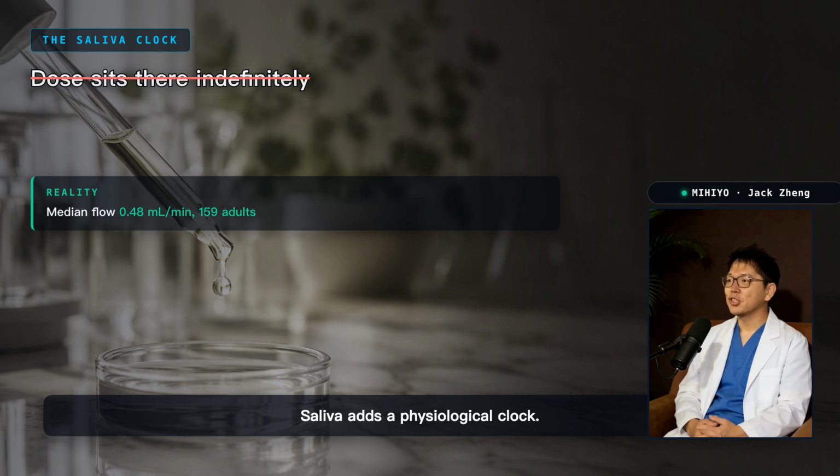Saliva adds a physiological clock. In one study of 159 healthy adults, median unstimulated flow was 0.48 milliliters per minute, with a range of 0.1 to 2. That constant turnover limits how long anything dissolved actually stays in contact with the tissue.